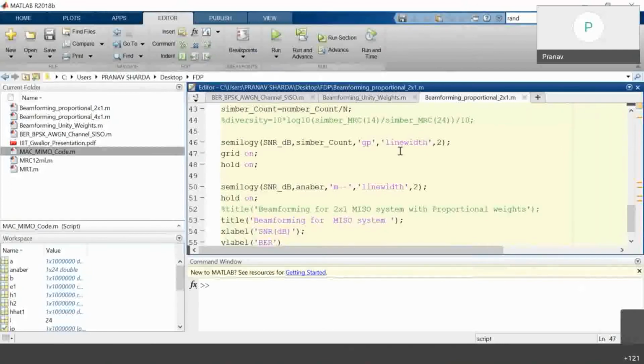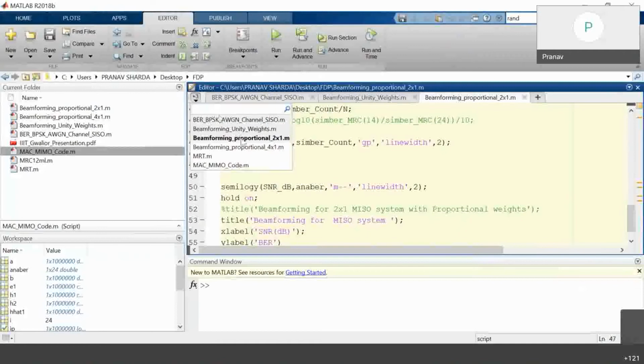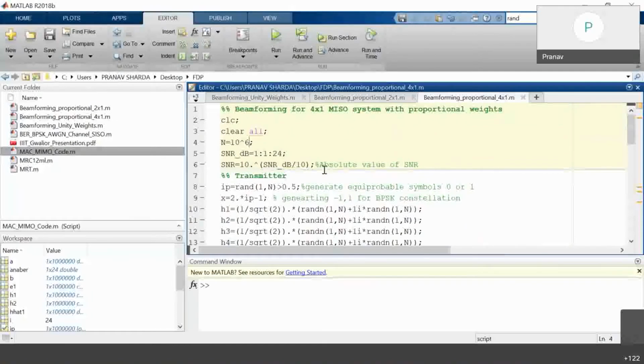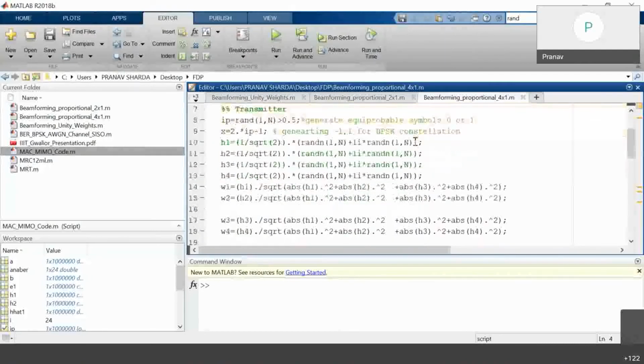I have covered the beamforming case of 2x1, and let me move to the other case of beamforming for a 4x1 setup. The entire code is the same. What we want to observe is what happens when you increase the number of transmitters. The previous setup was a 2x1 MISO setup. In this case, we are considering 4 transmitters at the transmitter side, so a 4x1 MISO system is considered here. Again, we are selecting the weights proportional to the channel coefficients.